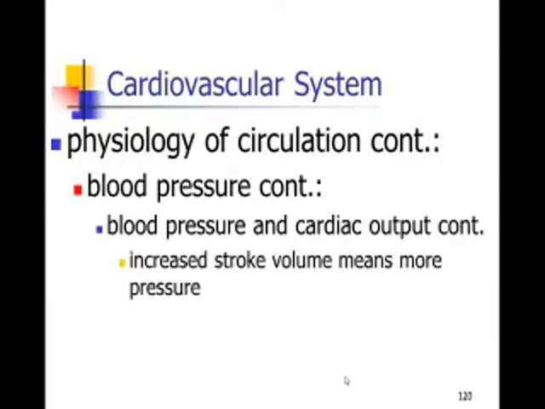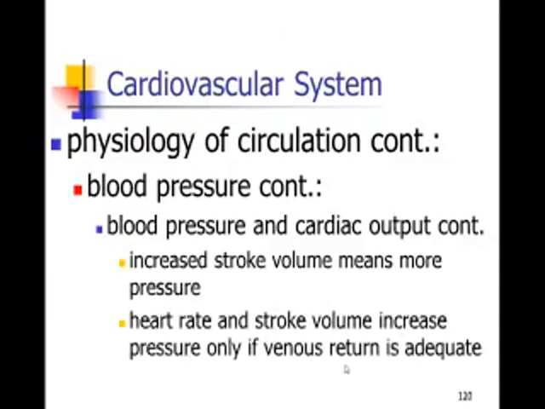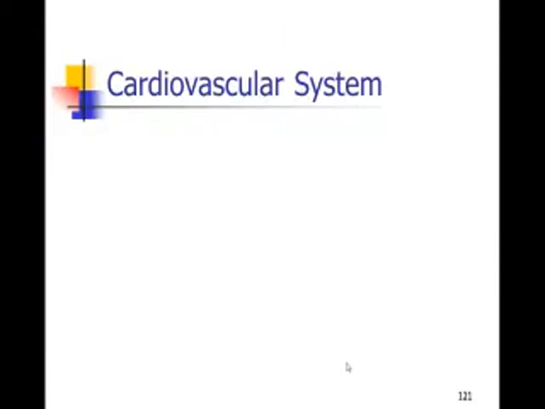So, an increase in stroke volume also is going to increase the pressure. So if you have one contraction and not very much blood leaves the heart, that's not going to have a big impact on pressure. If you have one contraction and a lot of blood leaves the heart, pressure is going to go up because of that. So both heart rate and stroke volume increase pressure if they increase. And the thing that's kind of a key to all this is that the venous return has to be adequate. If you don't have enough blood coming back to the heart, then the heart's not going to be able to pump out more blood.